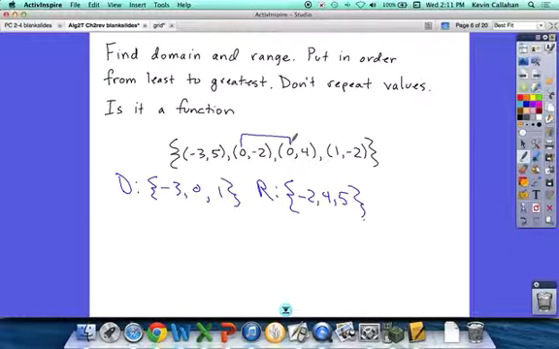I mean, is it a problem that you actually have repeated y values? No, that's okay. Every x could have the same y value. That's a constant function, right? So repeated x values means not a function. You got repeated y values, okay.